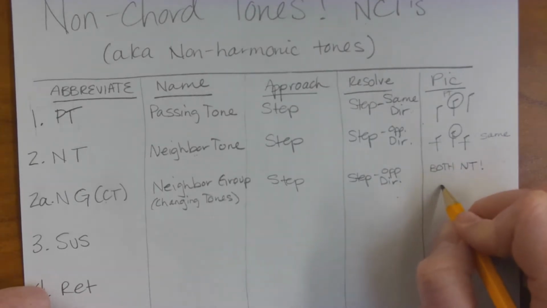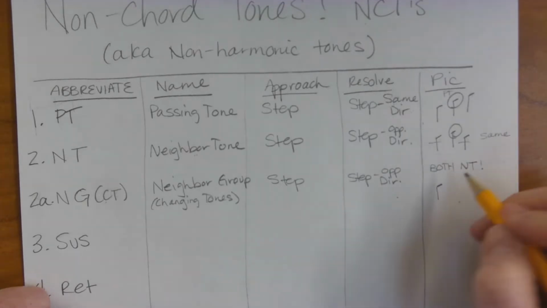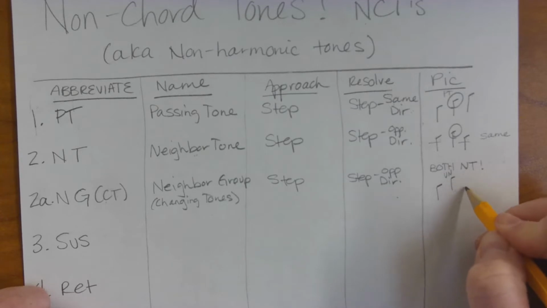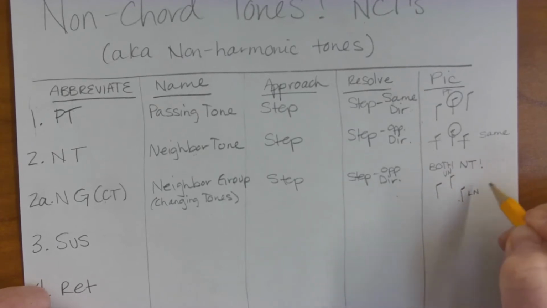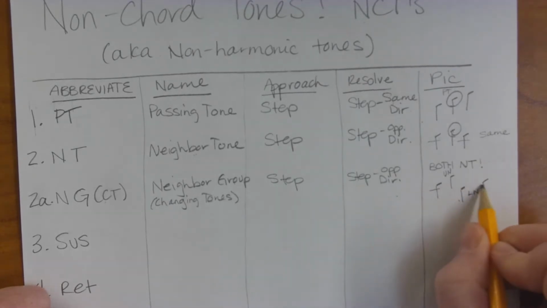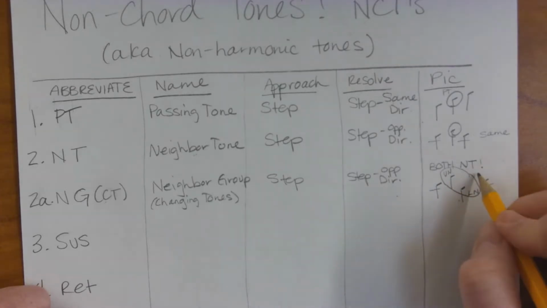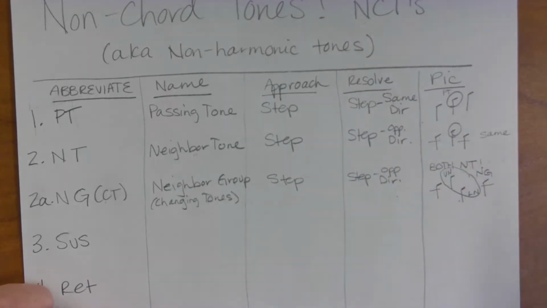So you're gonna have the note you start with, this is your home base note. You're gonna have your upper neighbor, then immediately followed by the lower neighbor, and then back to the home base note, okay? So those are the same. These together are the neighbor group, okay?